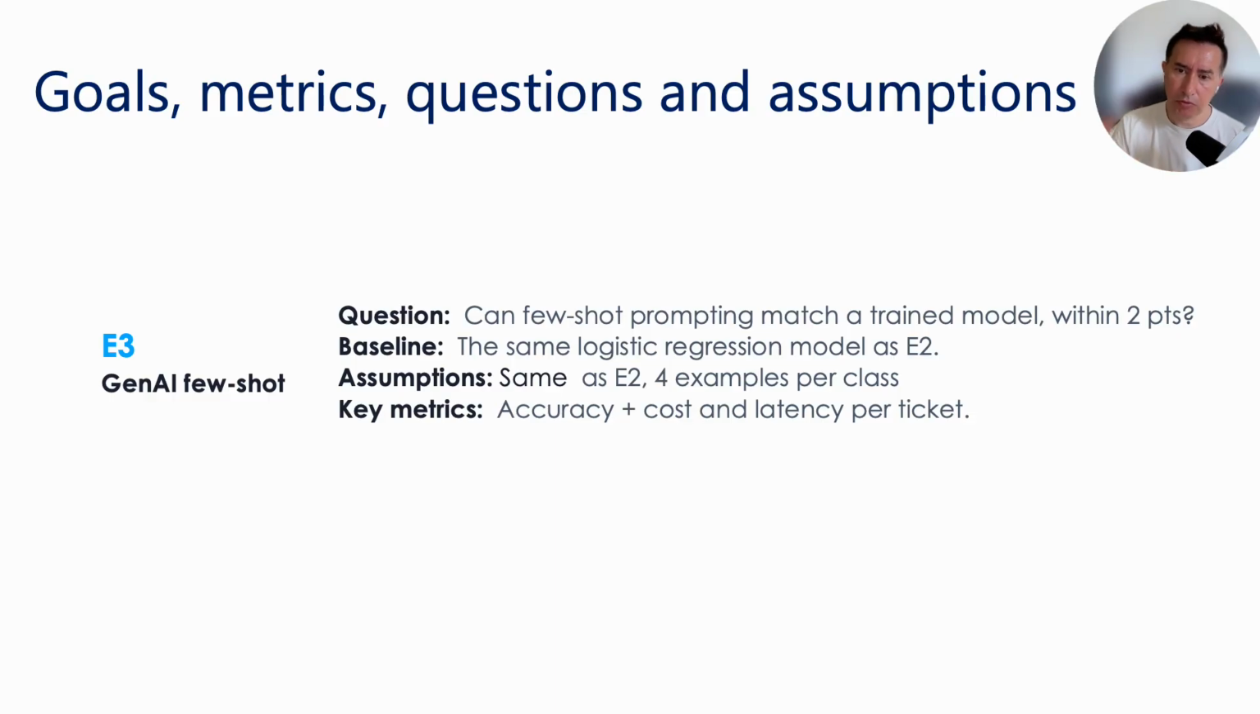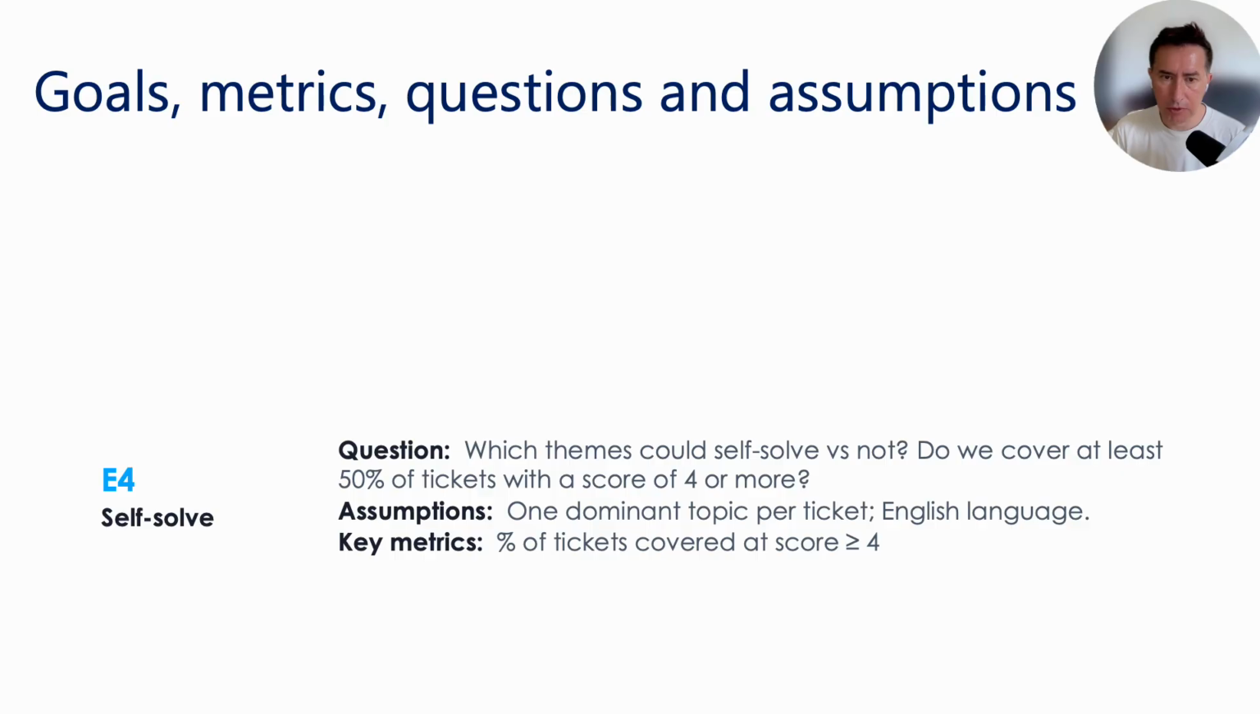Maybe we assume that our few shot prompt has 4 examples per class, and we know that we have only 5 classes, so it's fairly small. And maybe key metrics again here, the accuracy, and maybe here we also care a lot about cost and latency per ticket, because this can be a bit tricky when we use GenAI, and they can cause high cost, higher possibly than a traditional machine learning model.